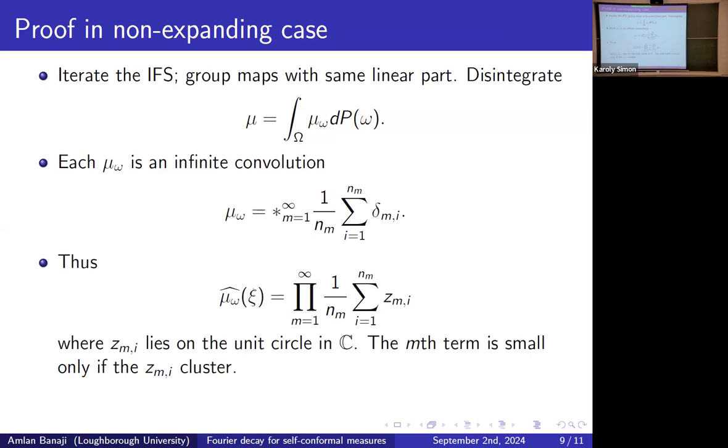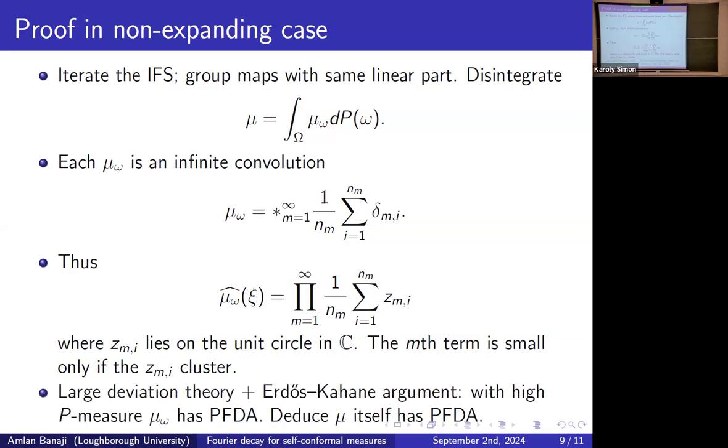And when you take the Fourier transform, this convolution becomes a product. So this is a product of averages of points which lie on the unit circle. And for the measure not to have Fourier decay at a certain frequency, you need lots of these terms to be small. So for lots of the terms, you need to have this clustering of the points around the same point in the unit circle on the complex plane.